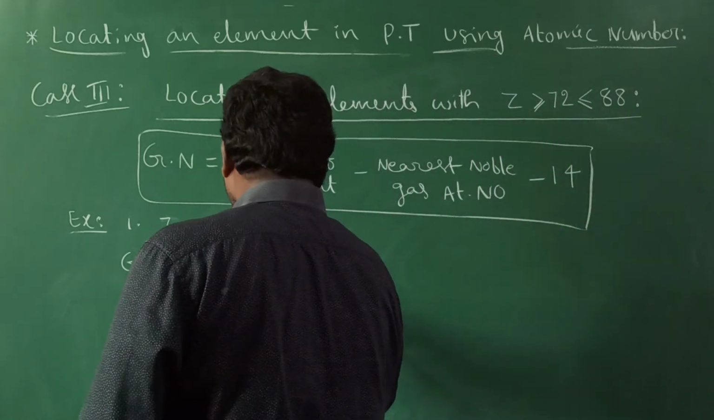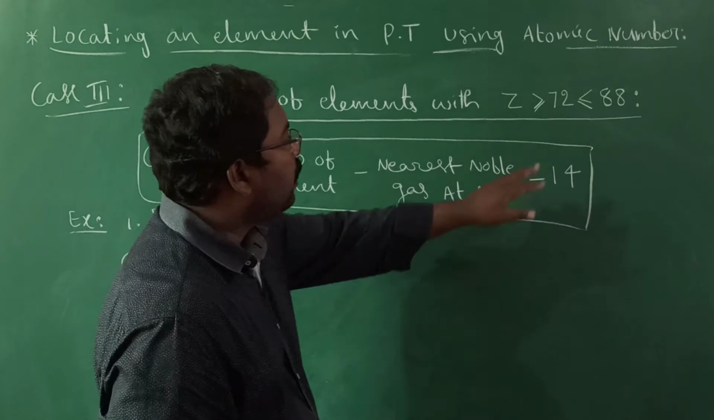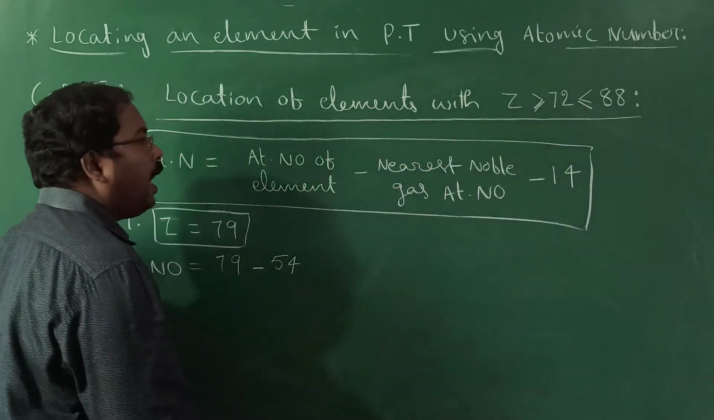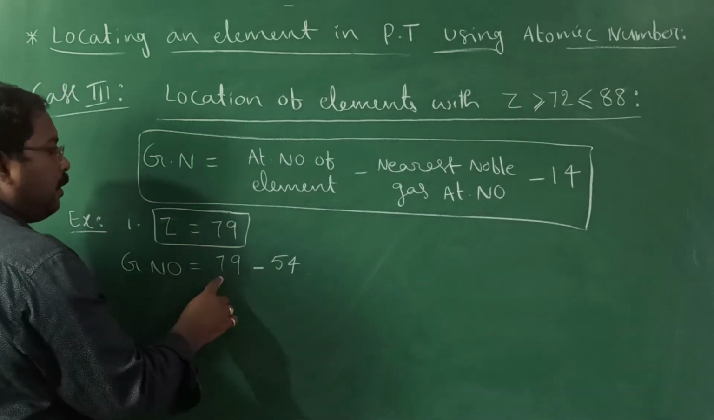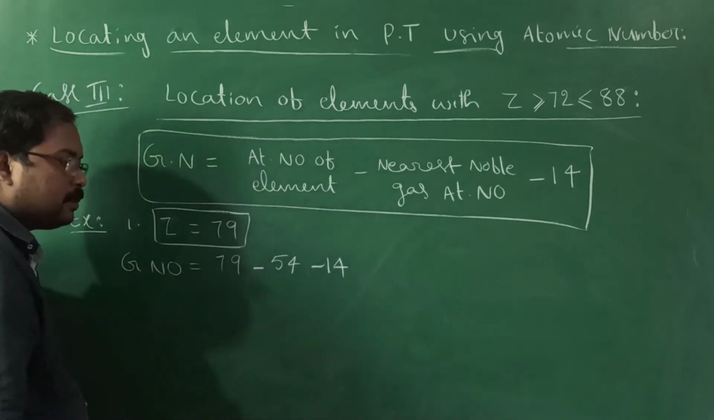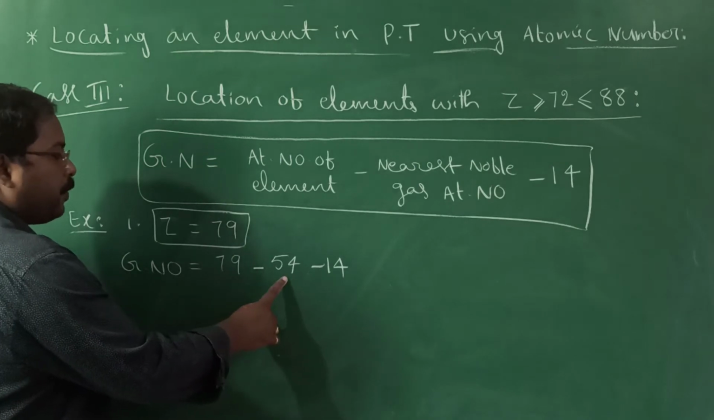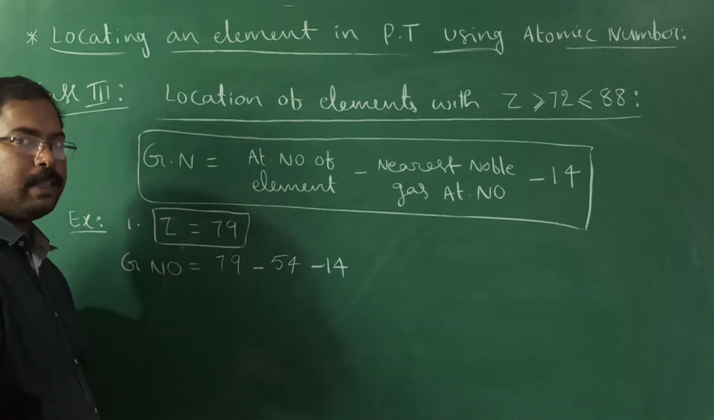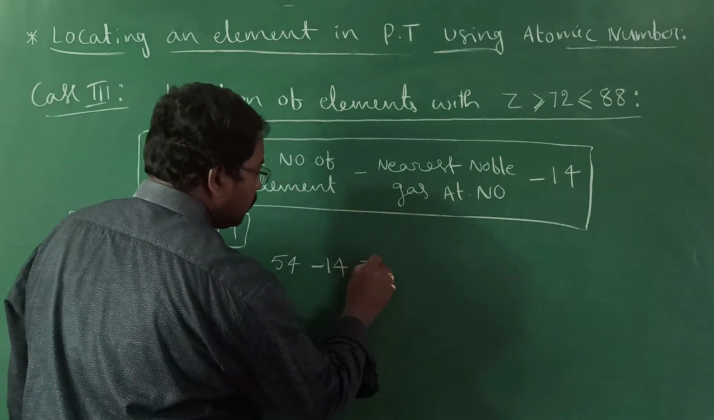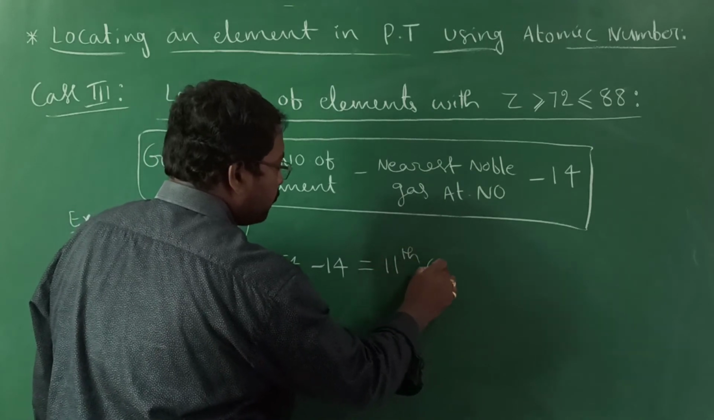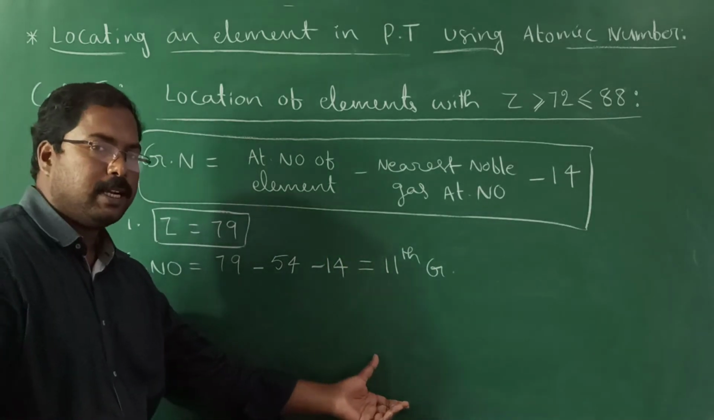So 79 minus 54. And this 79 is in between 72 and 88, that is, after lanthanoids and before actinoids. So 79 minus 54 minus 14. How much is it? 79 minus 54 is 25. So 25 minus 14 is 11. So the element belongs to the 11th group. If you have doubt, you can cross check with that.